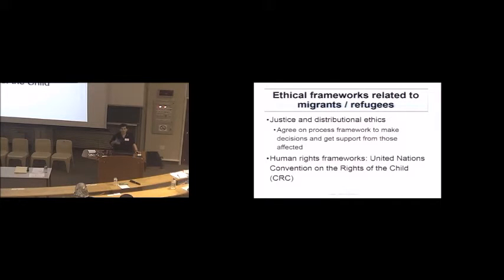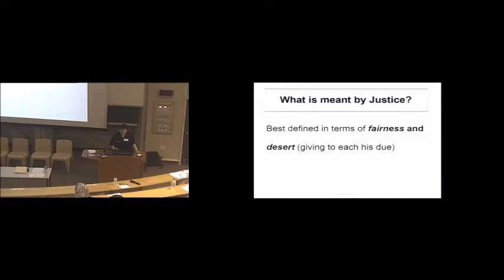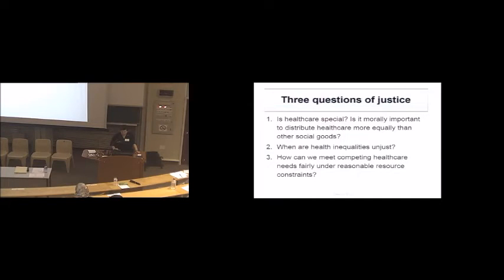And there are a lot of frameworks and suggestions in the literature, and I've chosen one to share with you. But just very briefly to remind you of the 4 principles of medical ethics that were put together by Beauchamp and Childress in the best-known publication. And obviously in terms of distributional ethics, we're talking about justice, and they define justice as fairness and desert, in other words, giving each his due. So there are 3 kinds of obligations of justice. The one would be the rights-based justice, legal justice, both of which we've already alluded to, and then the distributive justice, which refers to fair distribution of limited resources.